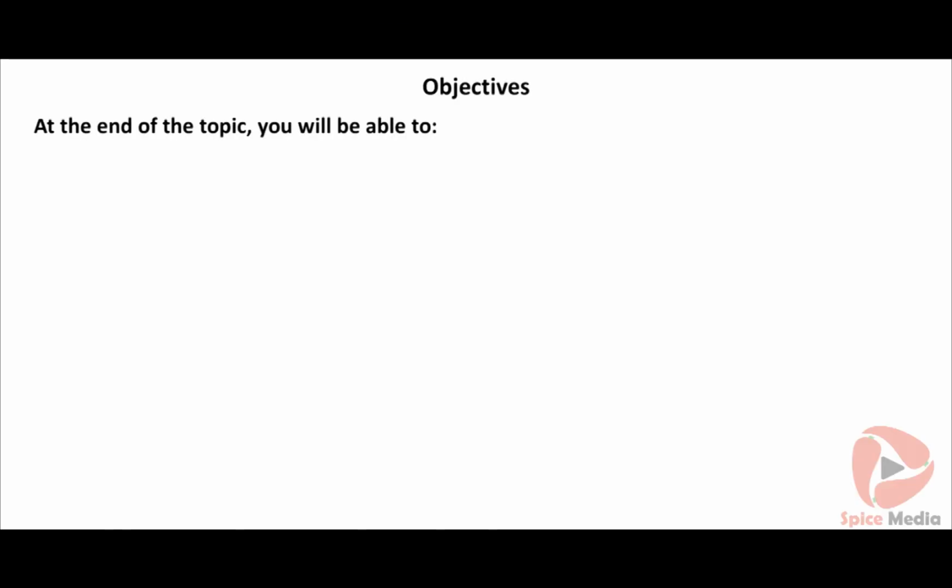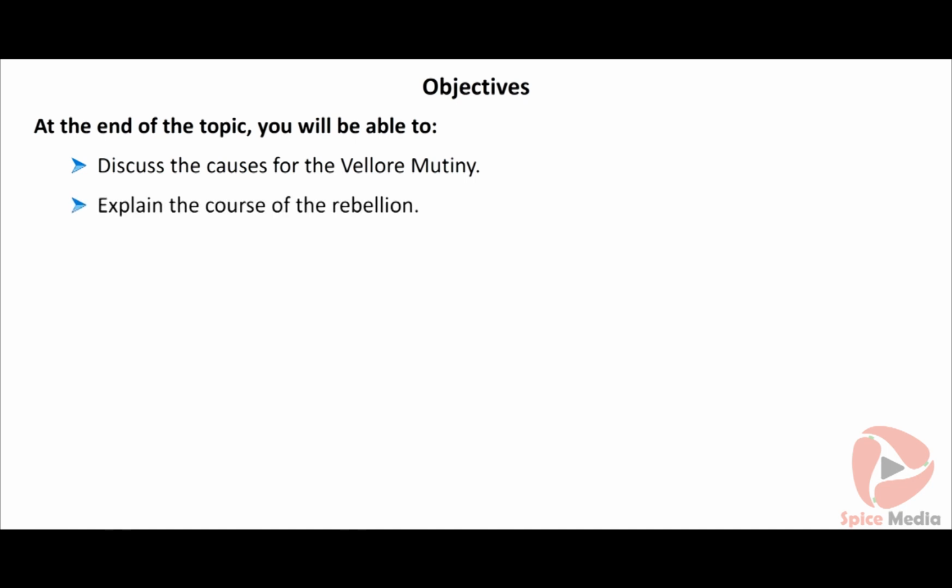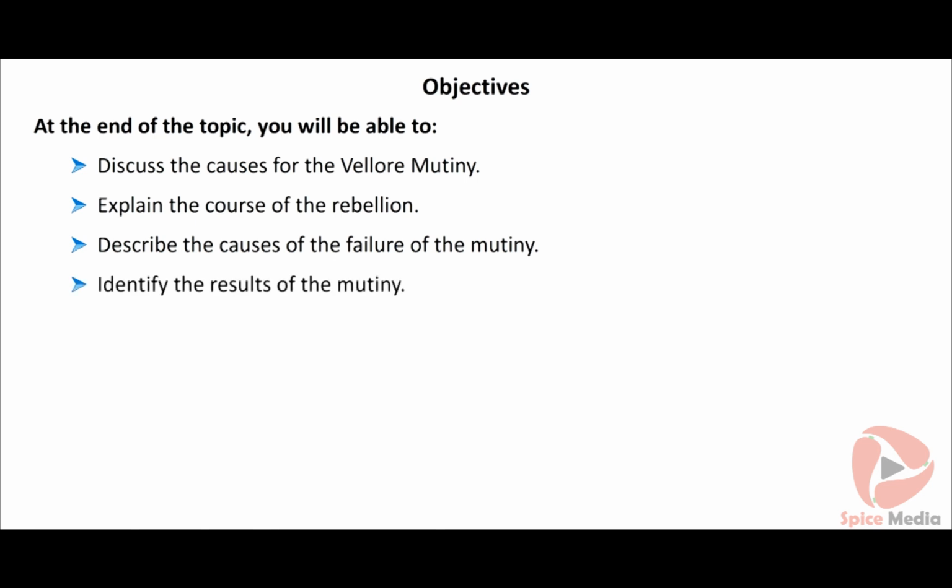At the end of the topic, you will be able to discuss the causes for the Vellore Mutiny, explain the course of the rebellion, describe the causes of the failure of the mutiny, identify the results of the mutiny.